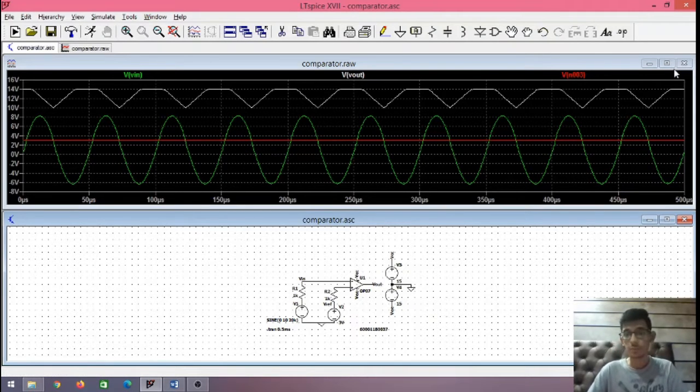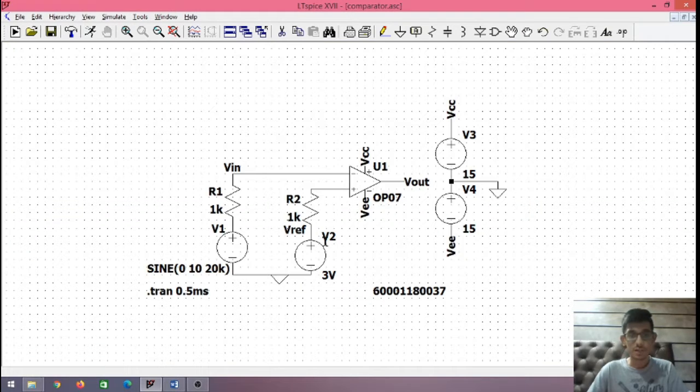And there is one more problem. If there is any noise in the input signal, and it goes up and down near the Vref, then we may get an output which is not what we wanted. This can be solved using a Schmitt trigger, which we'll see in the next experiment.